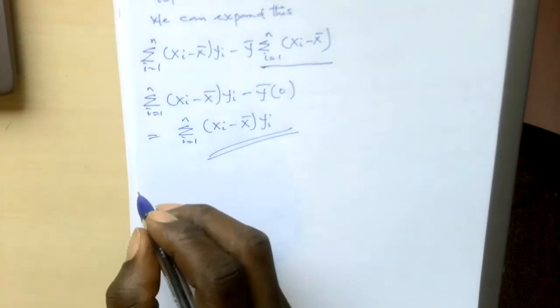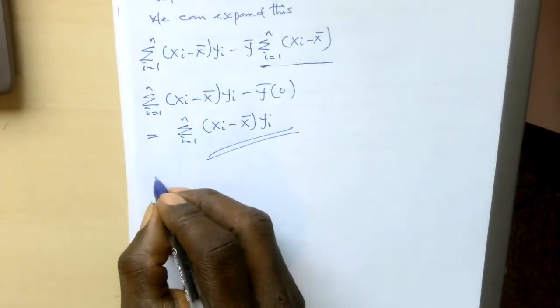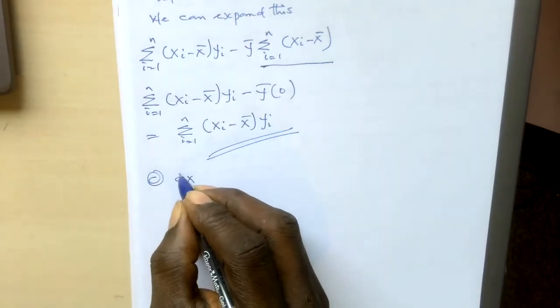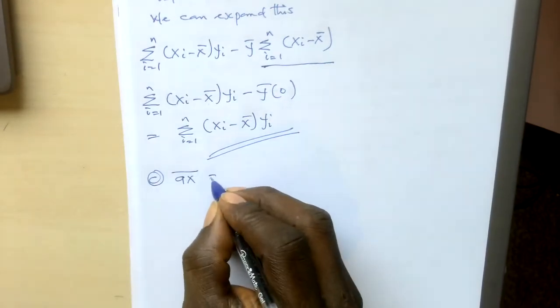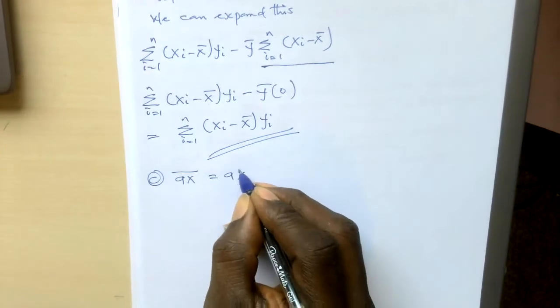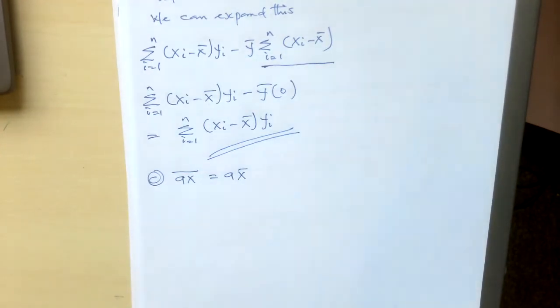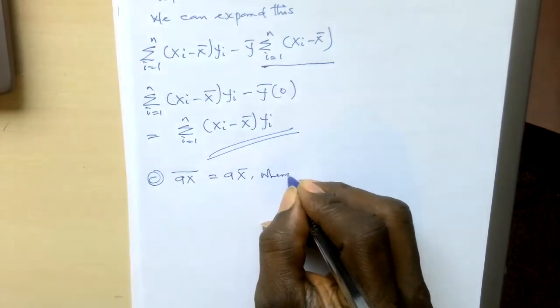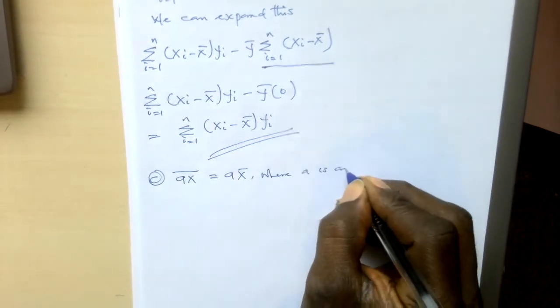The third question is you have to prove that this equals this. That is a x bar equals a times x bar, where a is a constant.